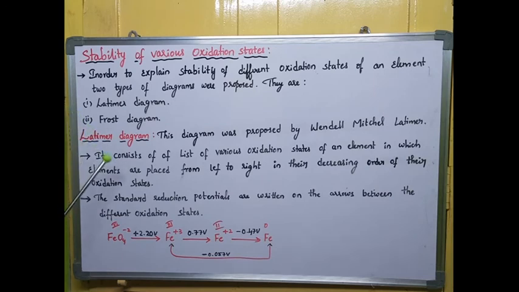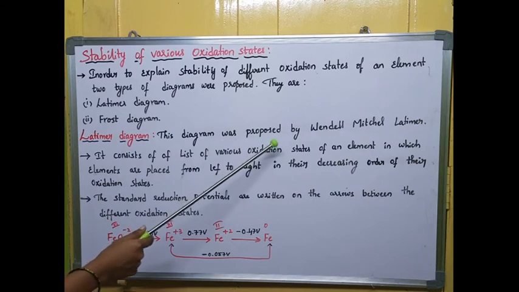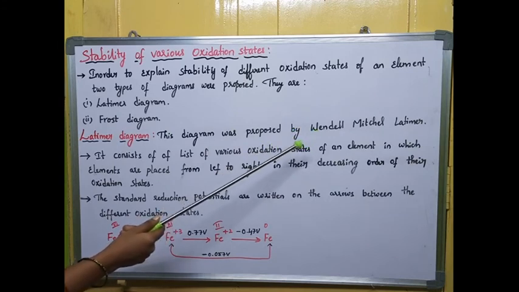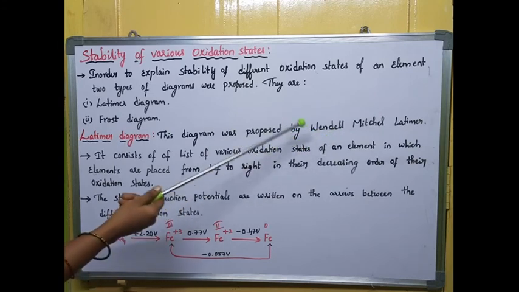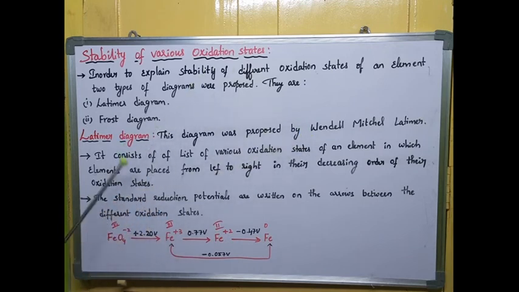The Latimer diagram was proposed by Wendell Mitchell Latimer, an American scientist. What does the diagram consist of? The diagram mainly consists of the different oxidation states of the same element in a particular order. You can see it is a decreasing order of oxidation states. From left to right, the different oxidation states are arranged, and upon the arrows their reduction potentials are written.